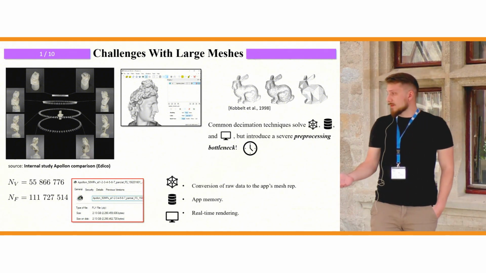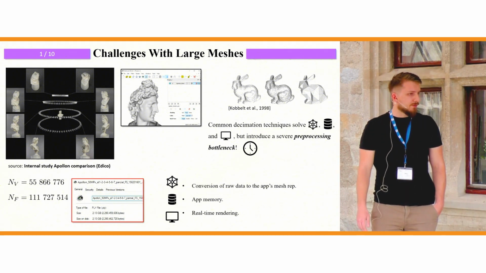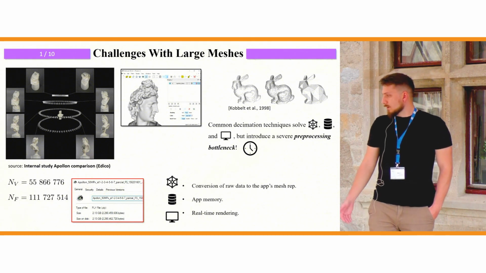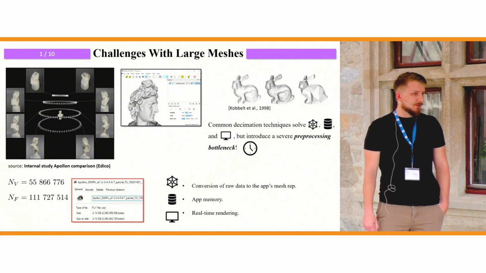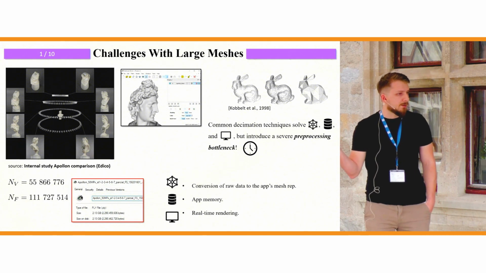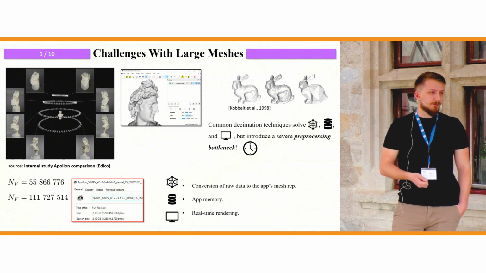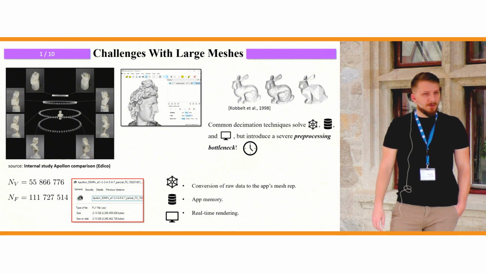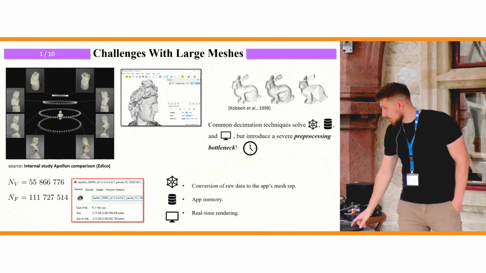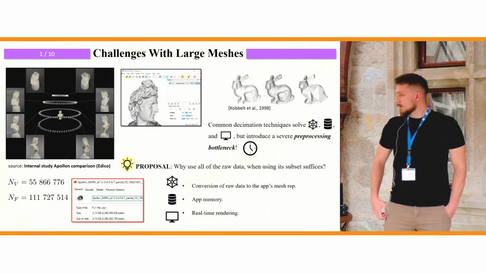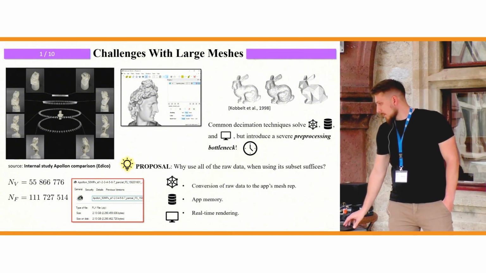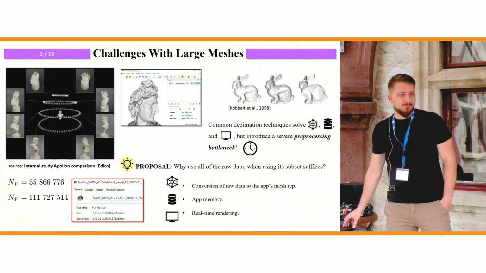Common decimation techniques, you probably know some of them, solve these issues, but actually introduce a severe preprocessing bottleneck. So you have to wait. You just have to run the algorithm on this data for a while. You go shopping or something, and then you're done. So if you don't want to wait that long, I have a proposal. Why should we use all of the raw data when only a reasonable subset will suffice?